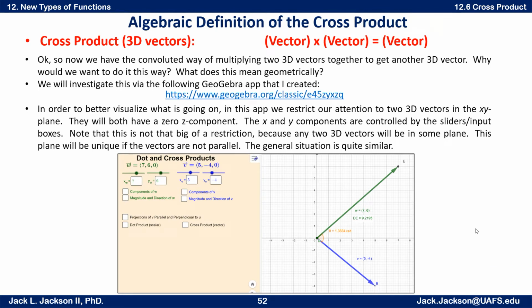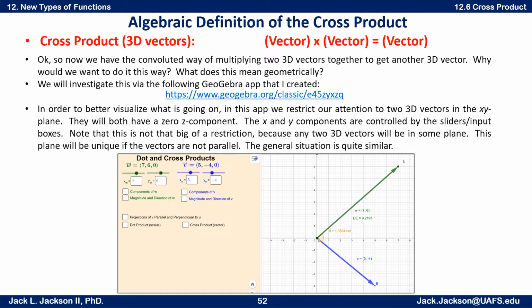Okay, continuing on. So now we have this convoluted way of multiplying two 3D vectors together to get another 3D vector. But why in the world would anybody want to do it that way? Seems a little convoluted, a little complicated. What does this mean geometrically?